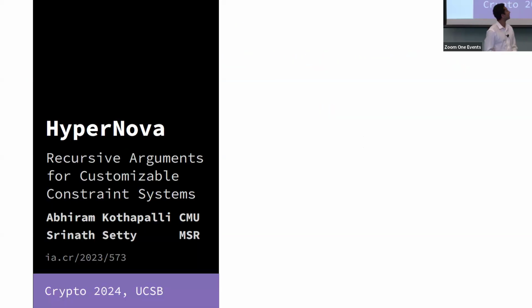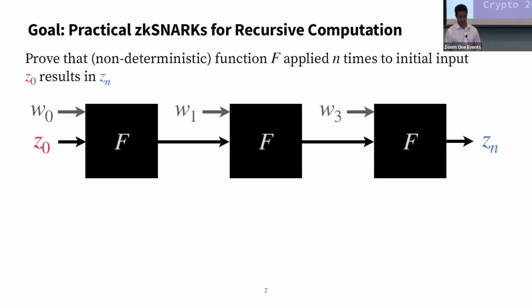Great. All right, so I'm aware that this is a talk right before lunch, so I'll try to keep it short and sweet. So I'll be giving a talk about Hypernova, or recursive arguments for customizable constraint systems. It's a joint work with Srinath Setty.